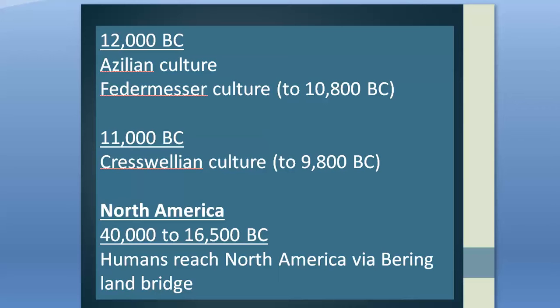In northern Europe, the Federmesser culture emerged from Poland to northern France between 12,000 BC and 10,800 BC using small flint blades, from which its name, meaning feather knife, derives. After that, the Ahrensburg culture would come into Europe, which we will cover in the next episode.